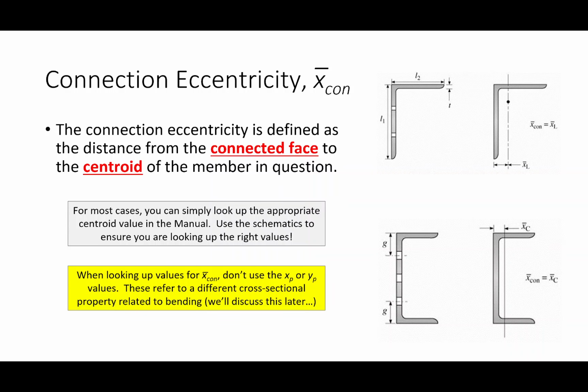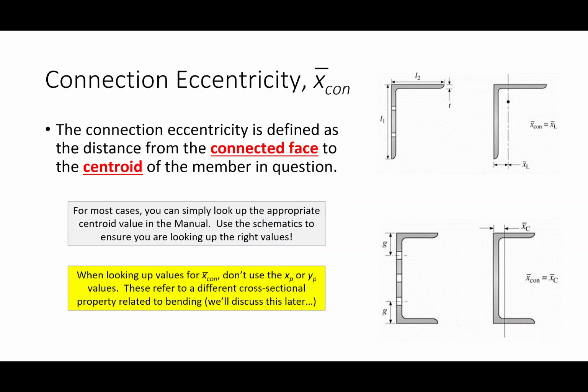Let's start with the connection eccentricity, okay? So this X bar term is the distance from the connected face to the centroid. That's how I'm defining X bar here. That's how the manual defines X bar, okay? So in other words, let's look at a few representative cases.